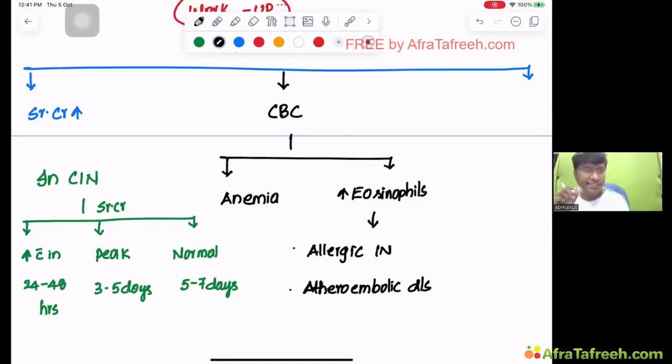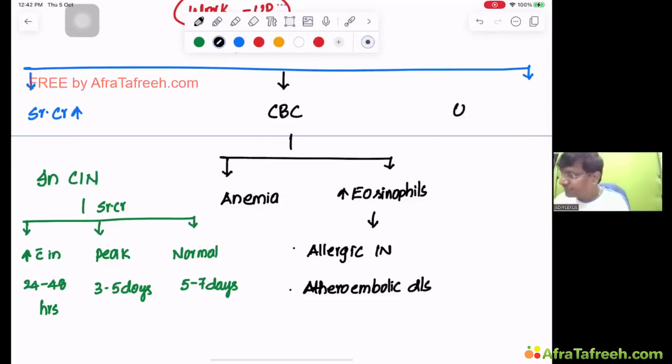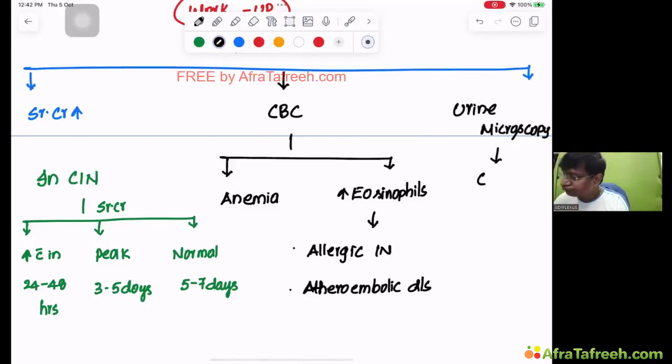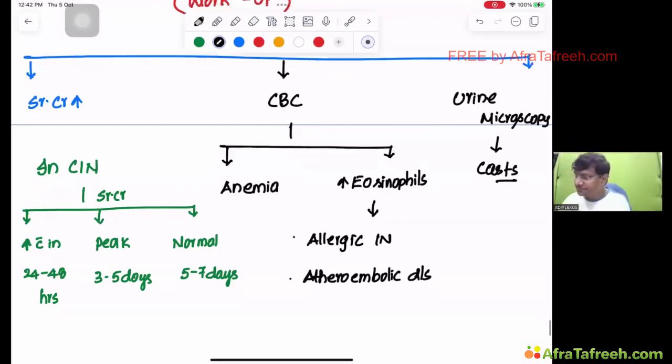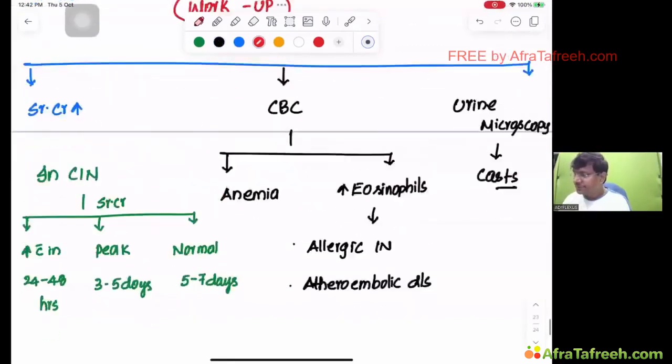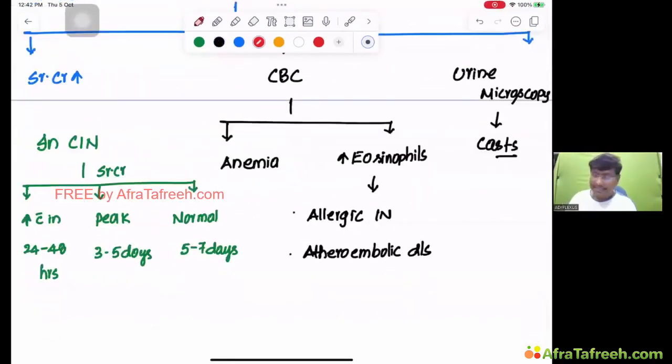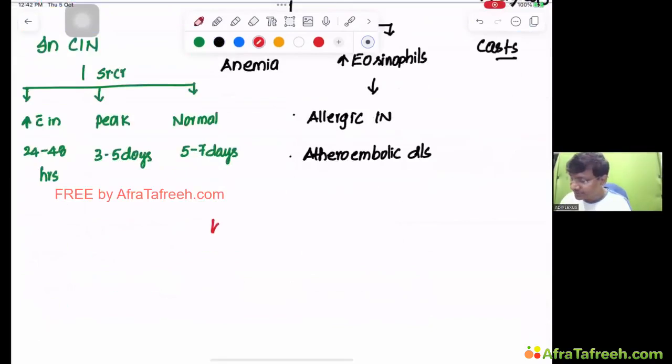Then next is the urine microscopy. So urine microscopy you have to do mainly for examining the presence of the cast, right? Mainly for examining the cast. Okay, right? We have discussed the various types of cast. We are not very much concerned here. Next is the electrolytes. What will be the electrolyte abnormalities in the workup?